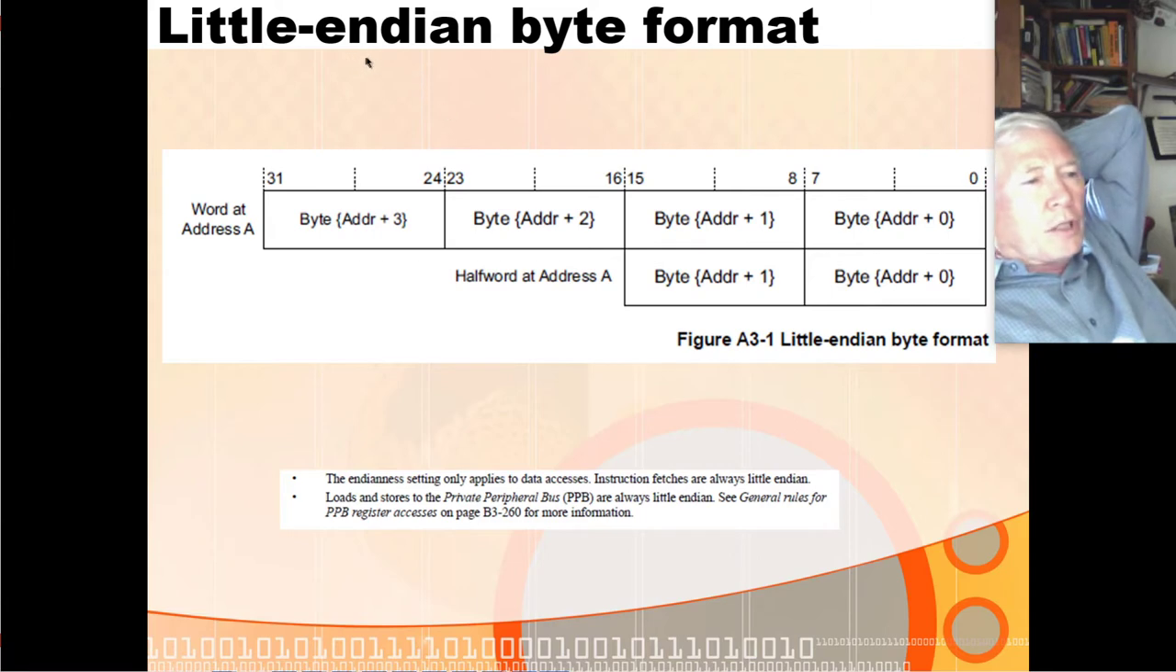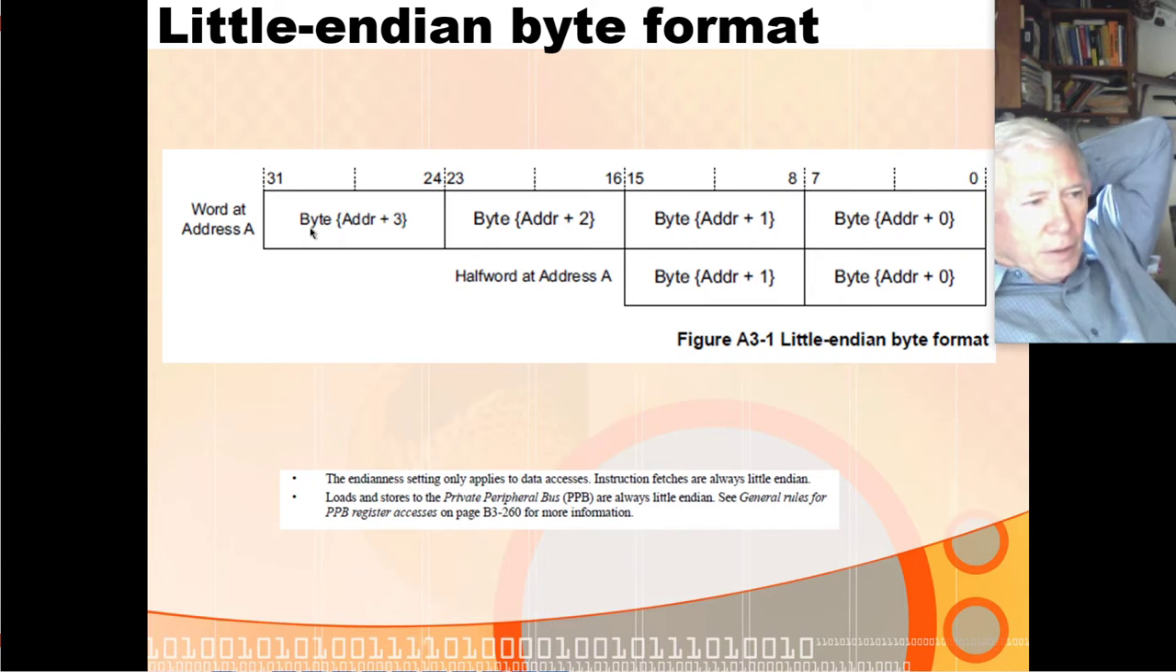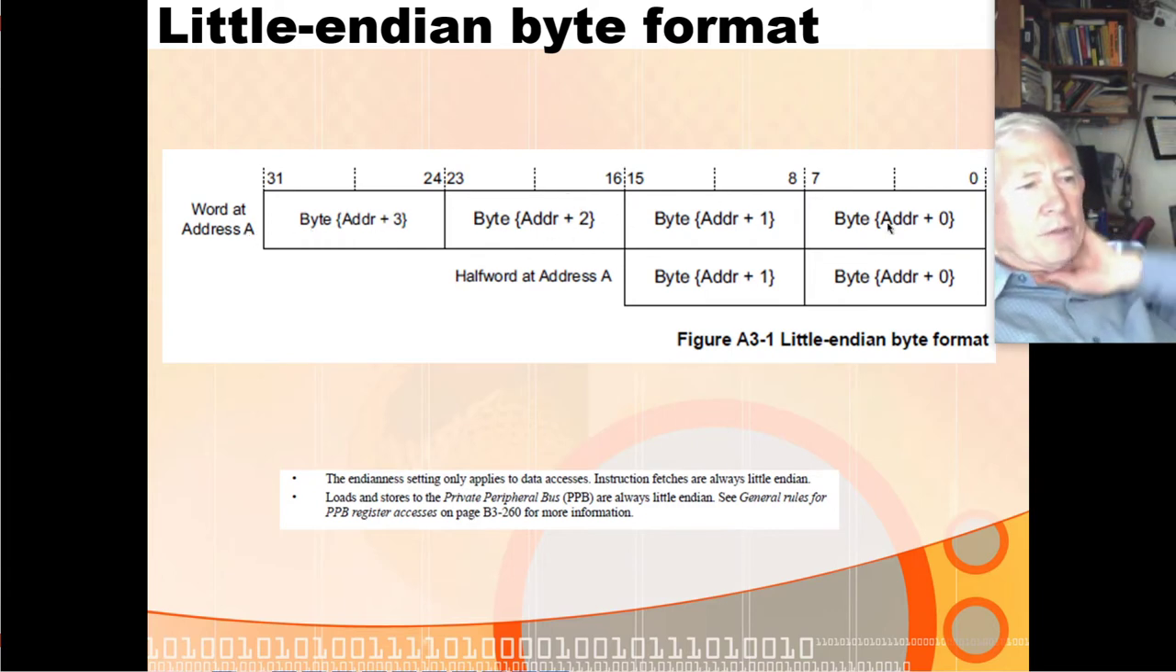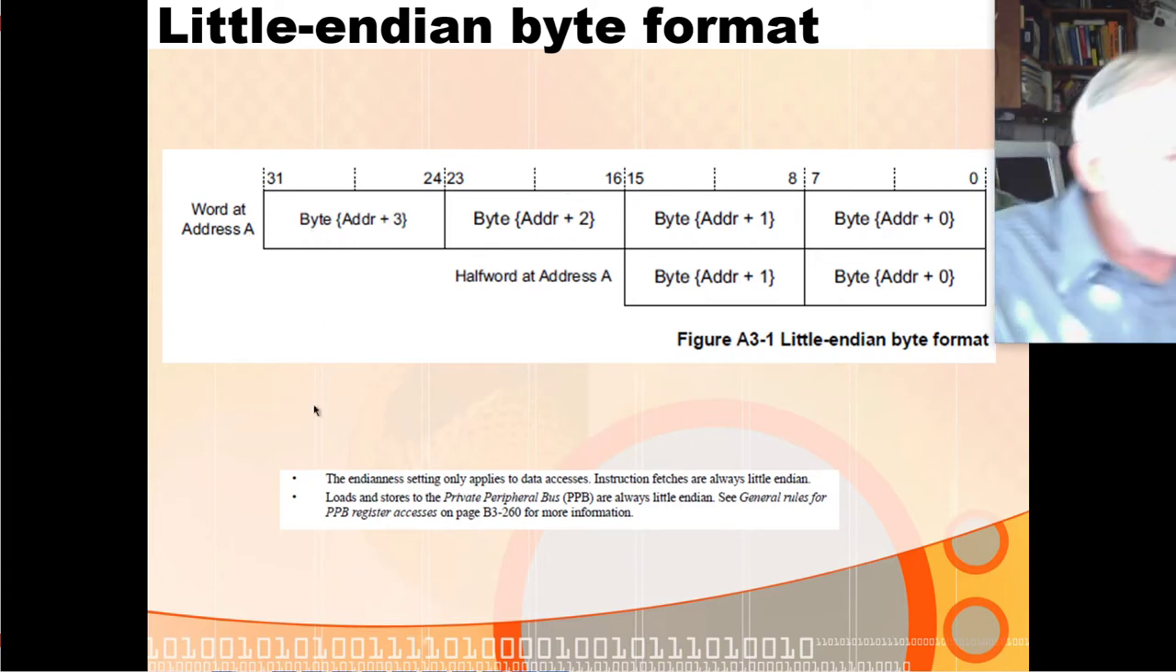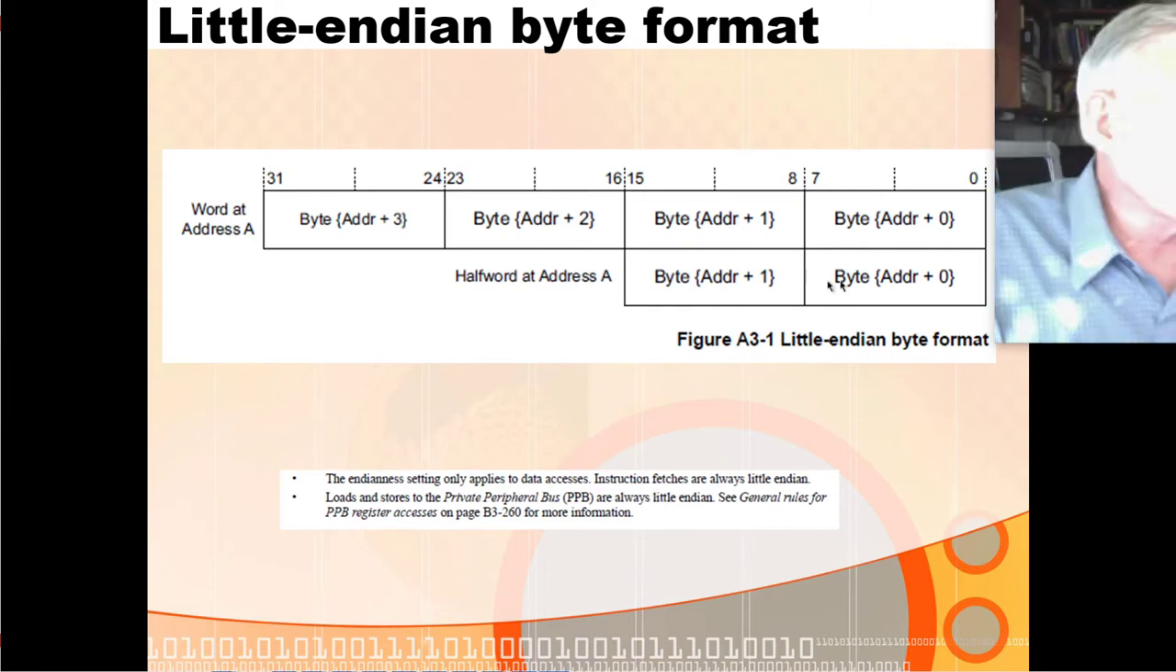So, little endian format is how things are stored. The way we normally represent that is we put byte 0 to the right, then the next byte, the next byte, the next byte. So this would be the higher order byte, this would be the lower order byte. And a half word looks like this.